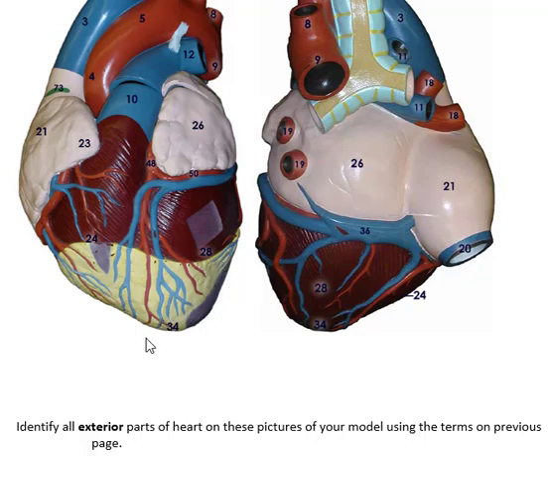Also notice that the apex, the pointy part, is pointing to the left in this picture, but it's pointing to the right in this picture. So what you've done is you've taken this heart and you've flipped it over, and you're actually looking from the back side. So where this is on this side is over here on this one. So don't lose your orientation. Use the apex of the heart.